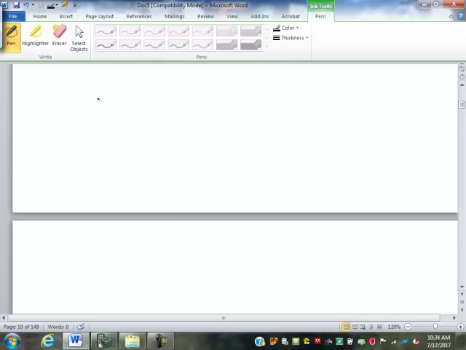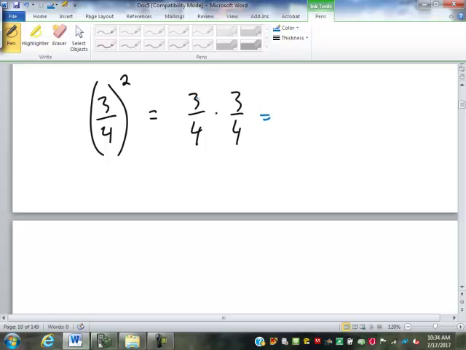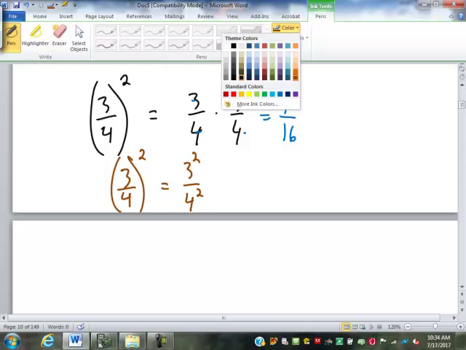If we had something like 3/4 squared, how did we do that? Well, remember, there's two ways to look at it. That's 3/4 times 3/4. But to do it out, it's just going to be 3 times 3 is 9, and 4 times 4 is 16. 3/4 squared can be thought of as just 3 squared over 4 squared. You square the numerator, square the denominator.